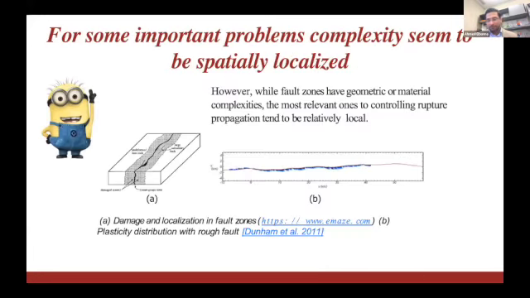Here, I will focus on maybe a specific class of problems that we think are important, where complexity is spatially localized in a relative sense. And in a relative sense here, I mean that the spatial distribution of the complexity is not wide enough that it covers the whole domain that we are interested in, and also it's not limited to near the fault surface such that it can be lumped as an effective constitutive description. So it's somewhere in between.